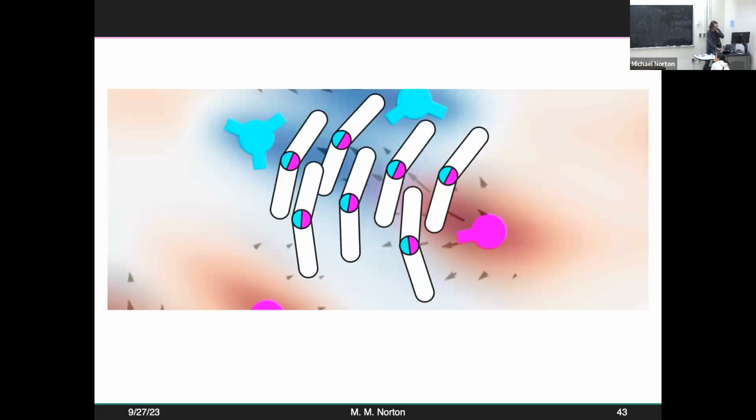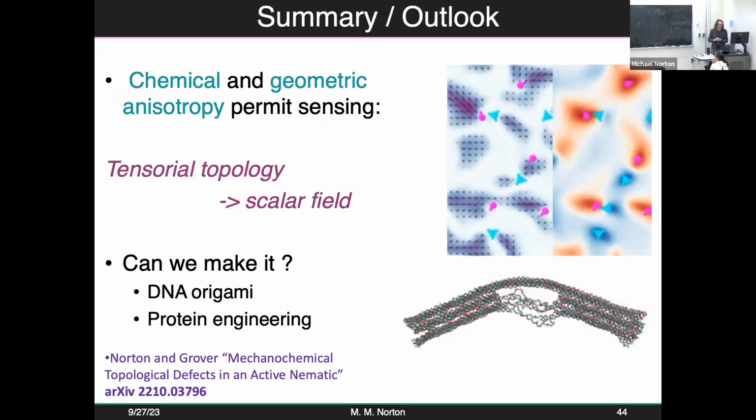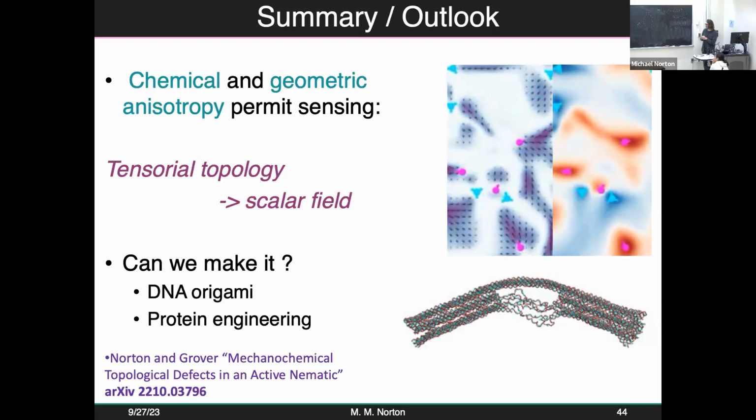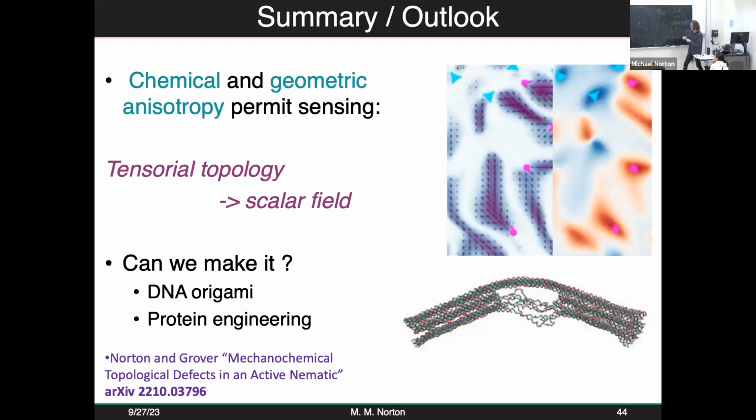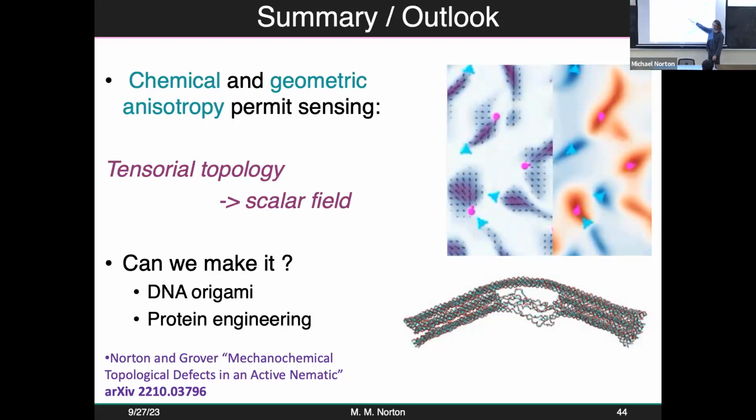And I think this is the best cartoon representation of that. There were bends in the director field along this way. They've aligned in that direction, but the south pole is always towards the +half defects, and the north pole is always pointing towards the -half defects. So, way too fast to be going through that, but I think the point is that we can use chemistry and geometric anisotropy to do some kind of sensing. This is really interesting to me because we've gone from this tensorial topology of the defects to a scalar field.